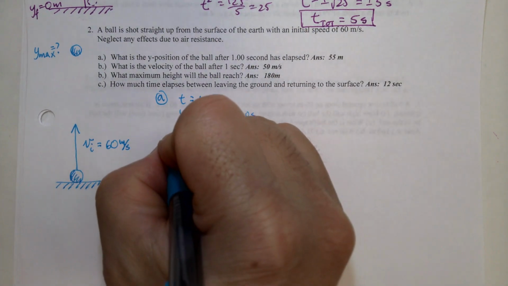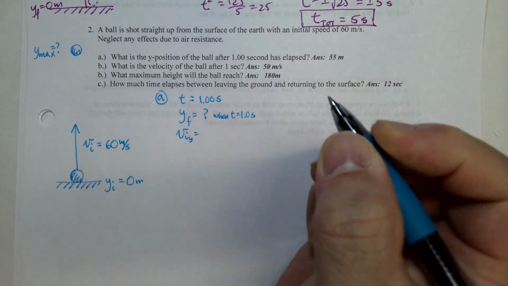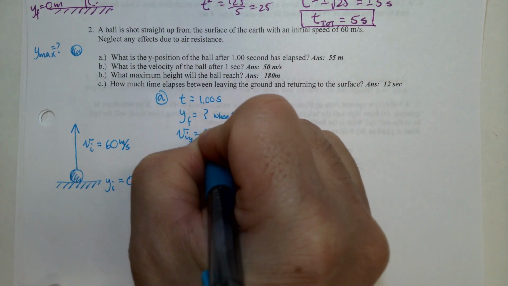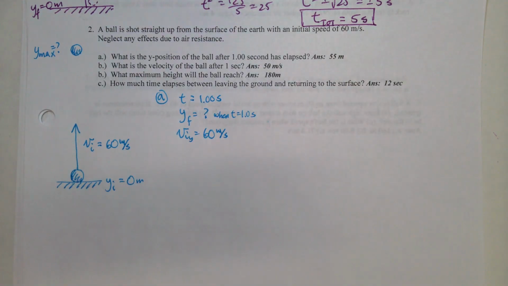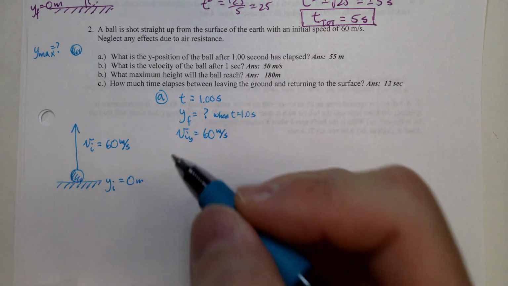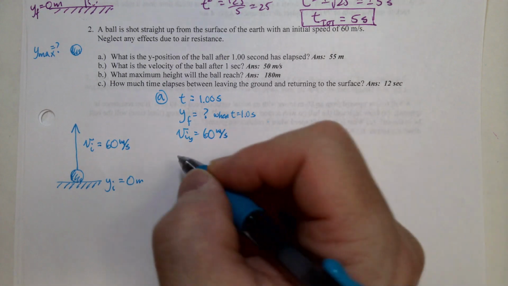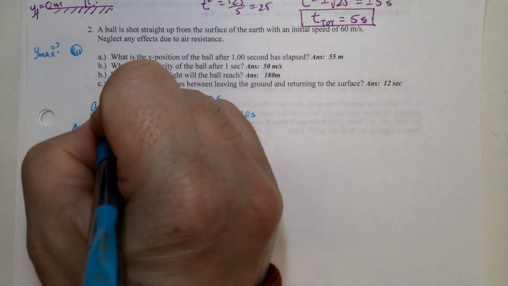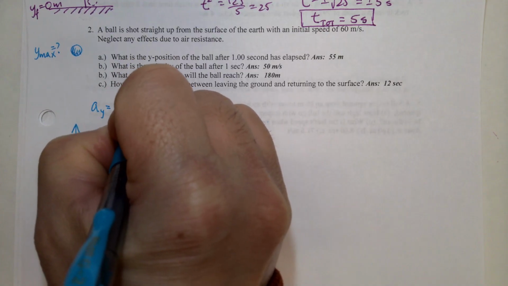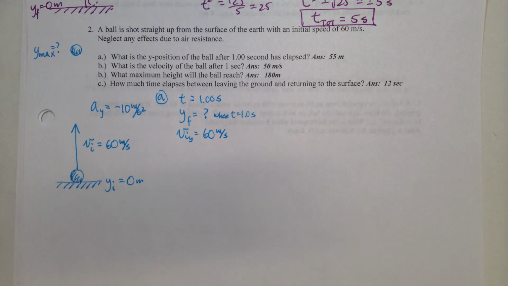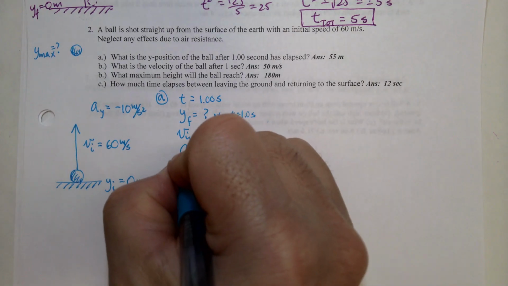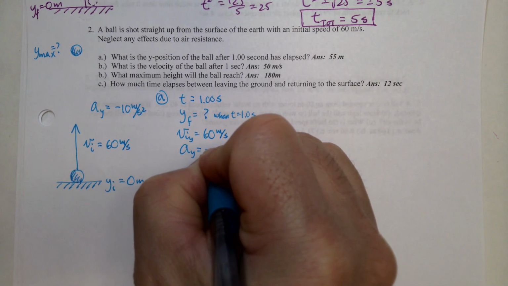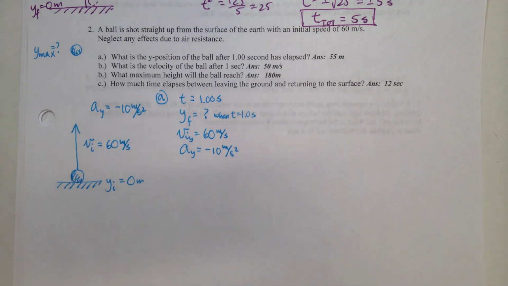We know the initial velocity in y, which is positive 60 meters per second. We also know one more thing. This is on Earth, so we could always safely assume a_y is equal to negative 10 meters per second squared. So my acceleration in y is equal to negative 10 meters per second squared.